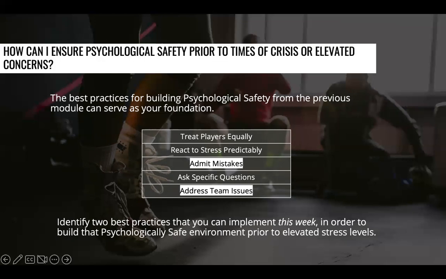The reason we're choosing 1 to 2 best practices to implement this week is that we often don't know when times of crisis are approaching, as times of crisis inherently can be unpredictable. By providing a short time frame to address these best practices, you're ensuring that prioritizing psychological safety is established well before these elevated concerns.